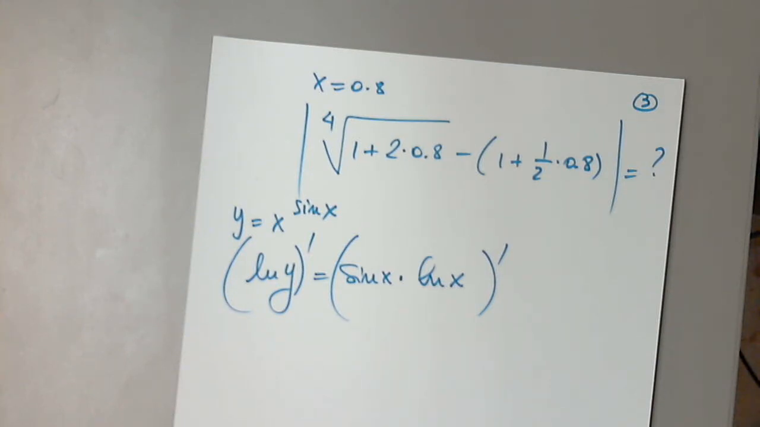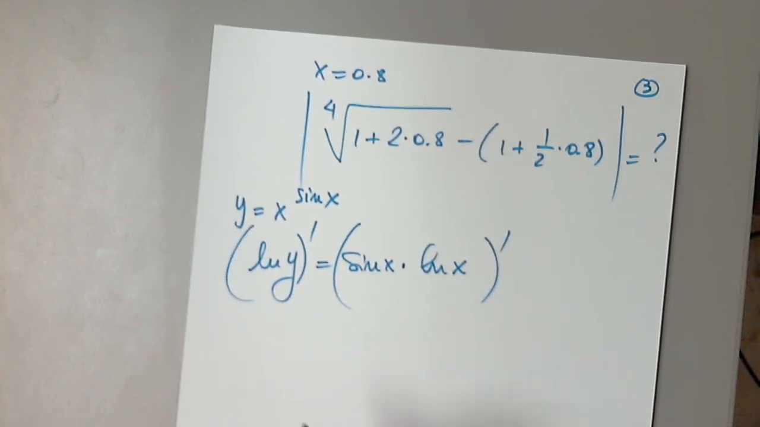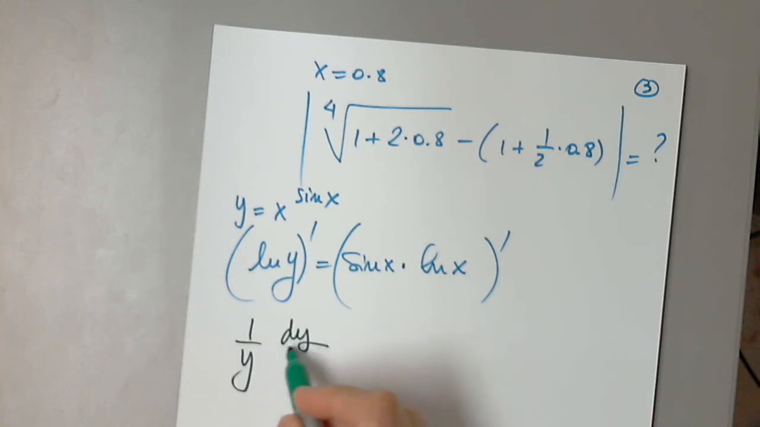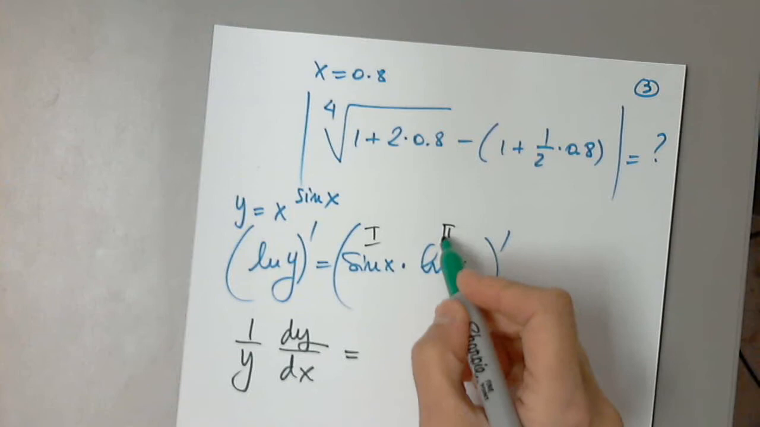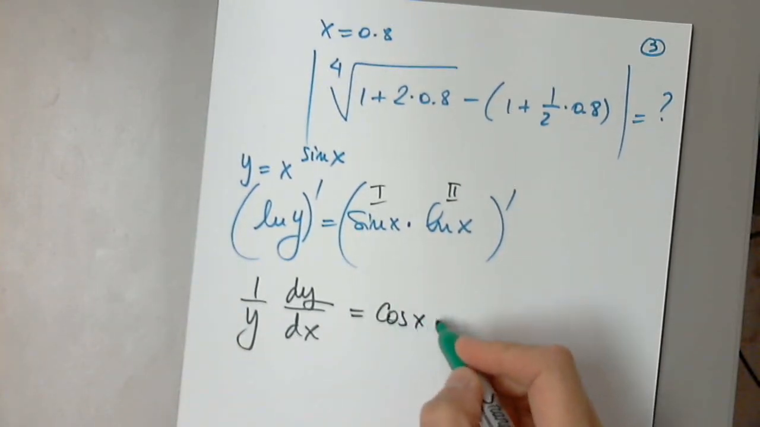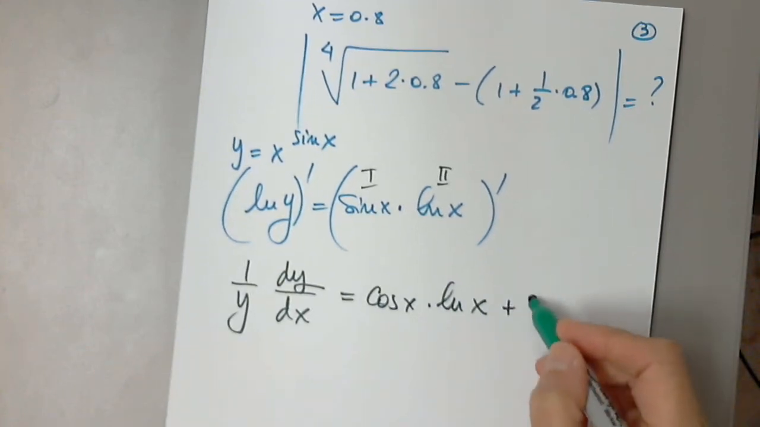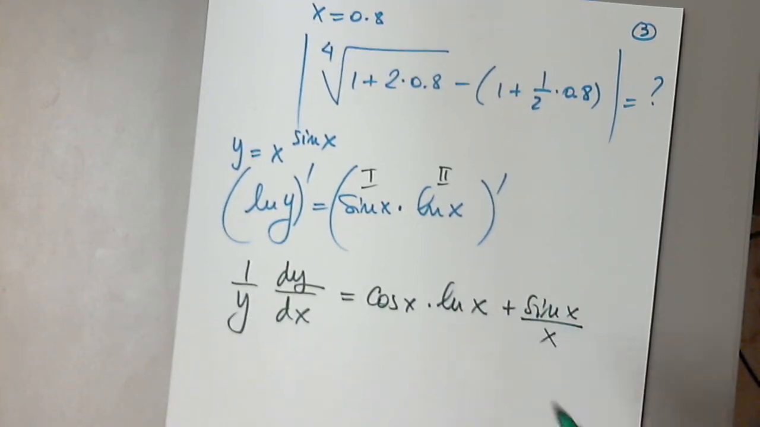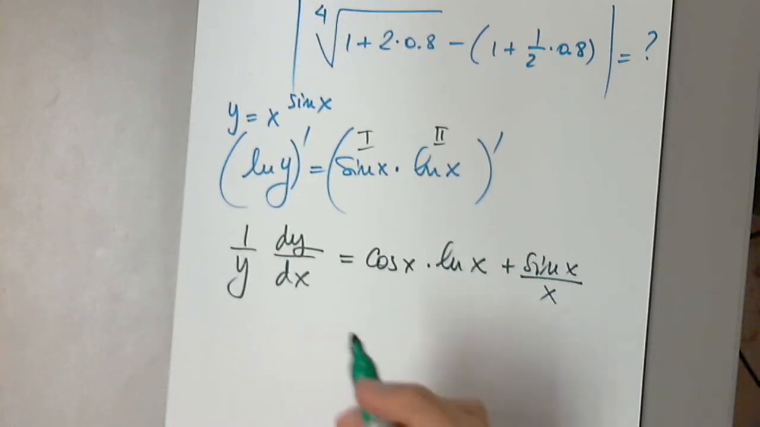So when we differentiate the left-hand side, we write 1 over y times dy over dx equals... remember, this is a product. We have to use the product rule. First function, second function. Careful. Cosine x, yes, indeed, cosine x, and ln x. Very good. Plus sine x over x. Very good. Over x or just times 1 over x, that's fine too.